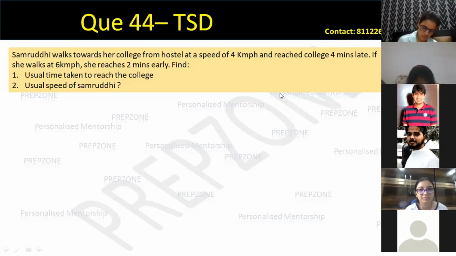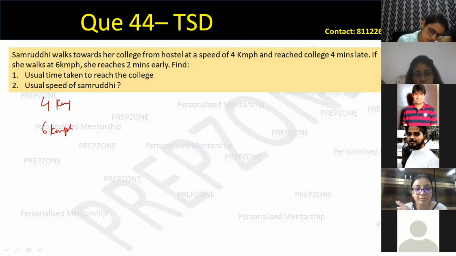Yeah, so I took the initial speed was 4 kilometers per hour and she was 4 minutes late. And if she walks at 6 kilometers per hour, it's 2 minutes earlier. So if the speed is increased by half, 50%, then the time should decrease by 1/3. So time difference is 6 minutes. 6 minutes is 1/3. So initially she used to take 18 minutes.